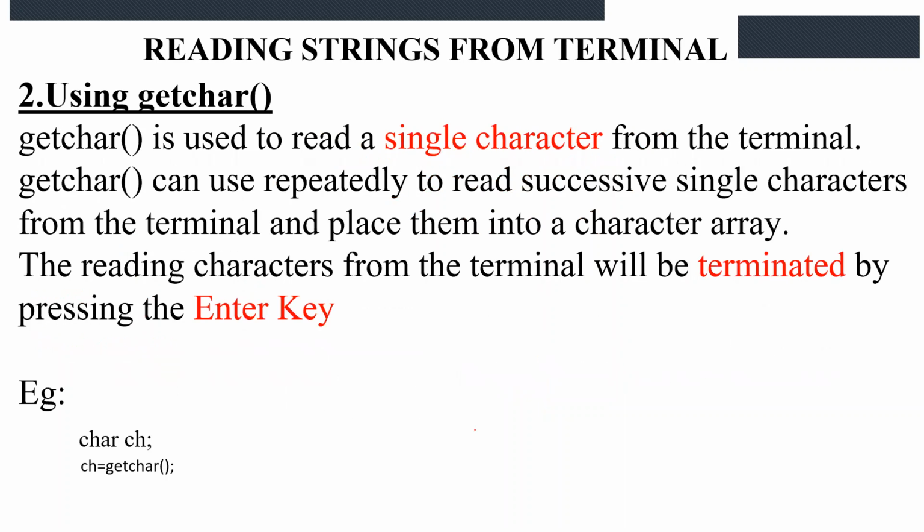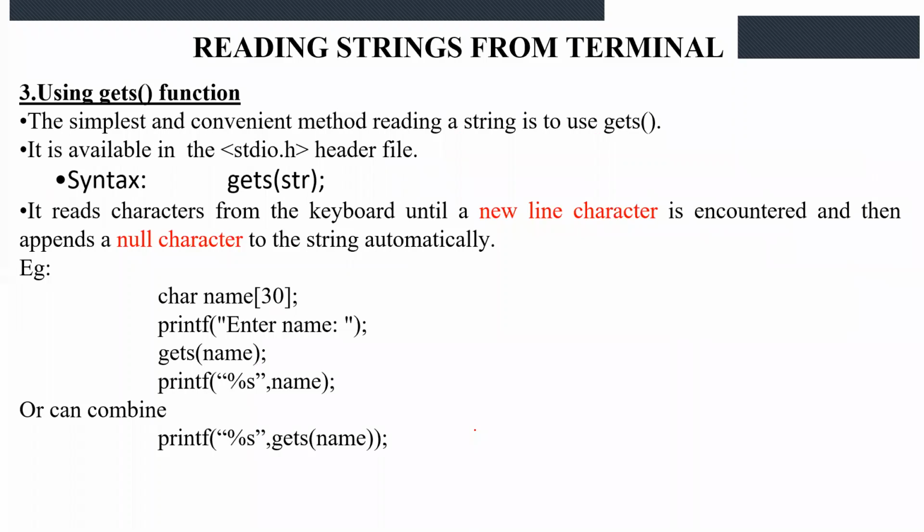So instead of that, we have two more input functions which you can use. One is getchar. The third one is gets. gets is used to accept a string even if you are giving a space in between. Got it? So gets will accept a string with spaces. Unless you press enter, it will be taking all the spaces also into the variable name.